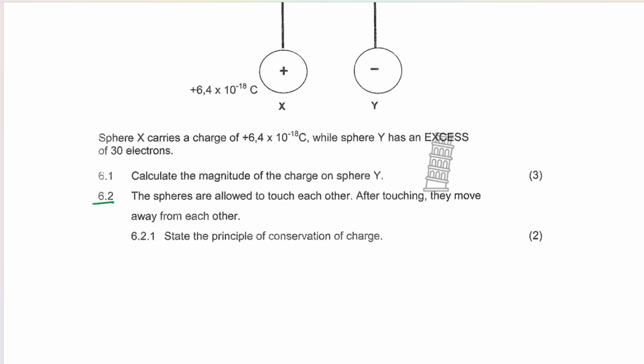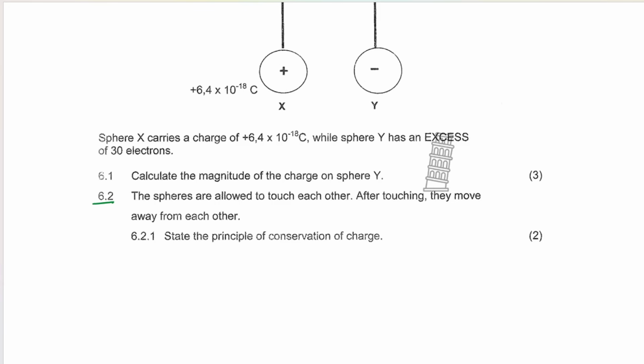Okay? The spheres are allowed to touch each other. After touching, they move away from each other. Okay, cool. So we've got a positively charged sphere, negatively charged sphere. They touch. When they touch, you guys need to know that electrons are transferred. And electrons are always transferred from the more negative sphere to the less negative sphere. Or the more negative sphere to the more positive sphere, basically. That's how electrons are moved.